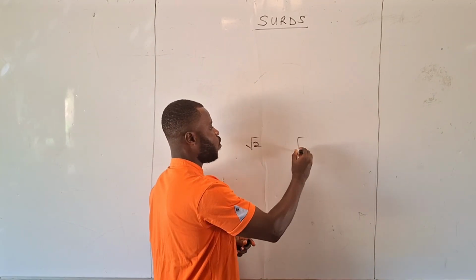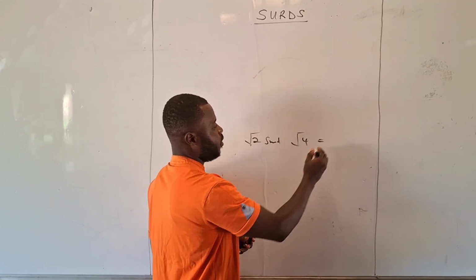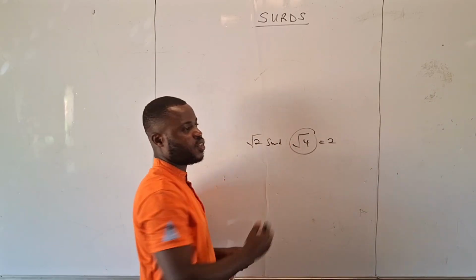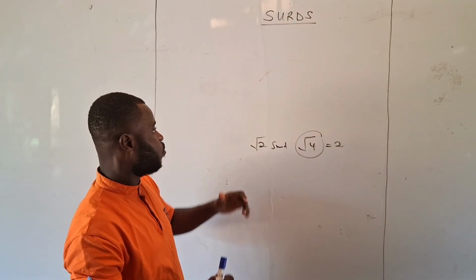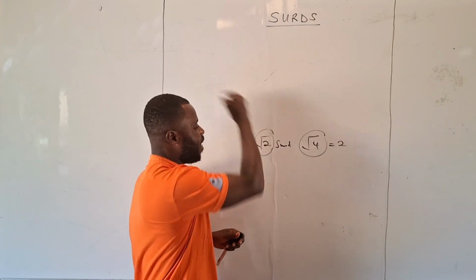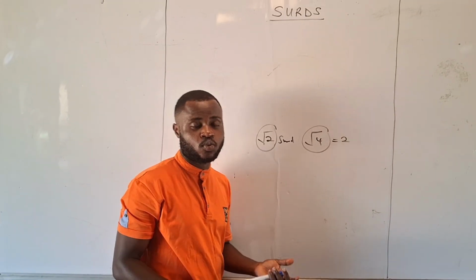But when you see root 4, we know that root 4 gives us 2. So root 4 is not a surd, but root 2 is a surd. So when you solve questions in surds, you will see that you end up getting values that are in the root. That is simply what surds are.